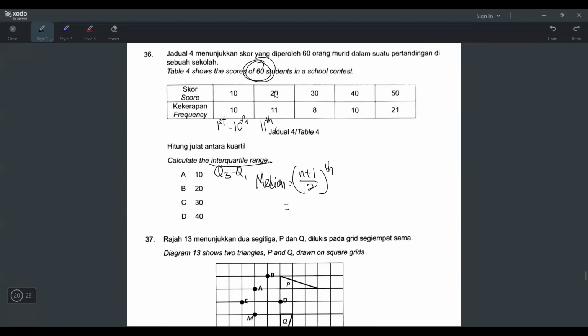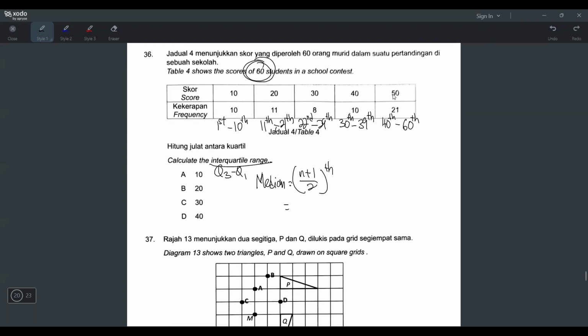The kedudukan yang 13 is 20, 14 is 20 also, 15 also 20 until where? Until 21, because 10 plus 11 is 21. It means starting from the 11th number onwards until the 21st number, they are all 20. Itu maksud dia. And then starting from the 22nd number until 21 plus 8, the 29th number, is all 30. And then starting from the 30th number until 29 plus 10, nombor ke-39, ini semua nilai 40. Itu maksud dia, right? And then starting from the 40th number until the 39 plus 21, I think it's 60, right?